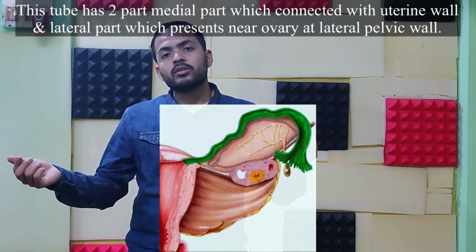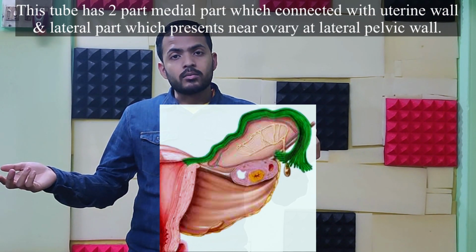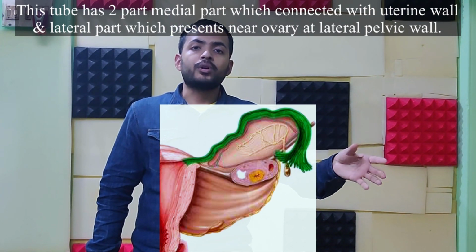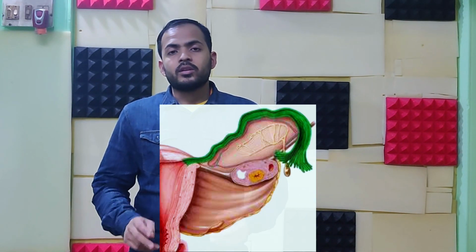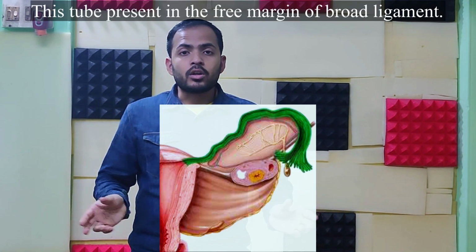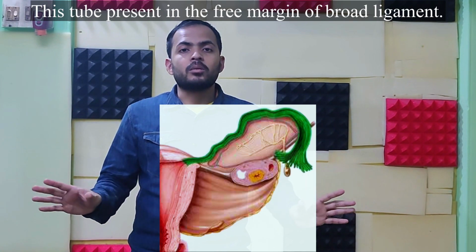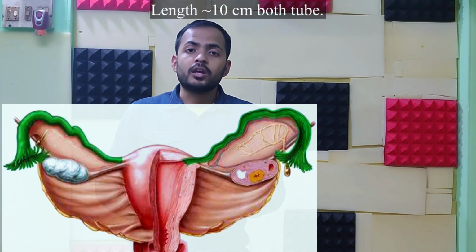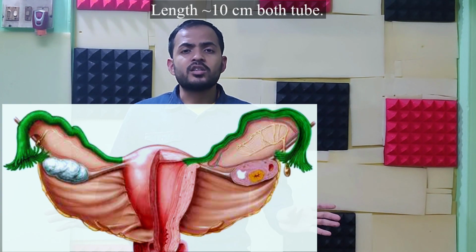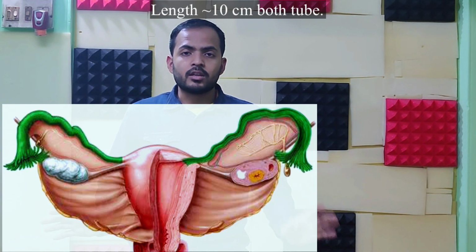The medial part is connected with the uterine wall, or the wall of the uterus, okay, and the lateral part is present towards the ovary, okay. Now second point, this tube is situated in the broad ligament, the free margin of the broad ligament, okay. Now number 3, the length of the fallopian tube or the uterine tube is almost 10 centimeters on both sides, right side, left side, okay.